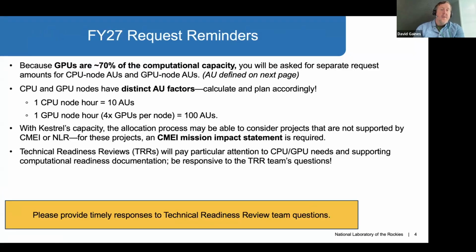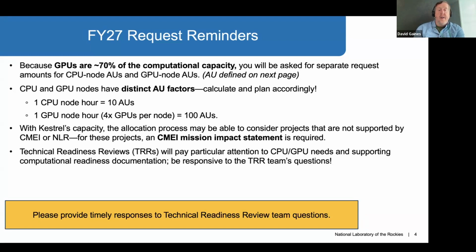So again, heterogeneous, meaning we have both CPU and GPU compute. GPUs do comprise a large percent of the computational capacity on Kestrel. So we really want to get separate requests both for CPU node hours and for GPU node hours. It doesn't affect what you can spend necessarily, but it's for us for planning, budgeting, and accounting purposes.